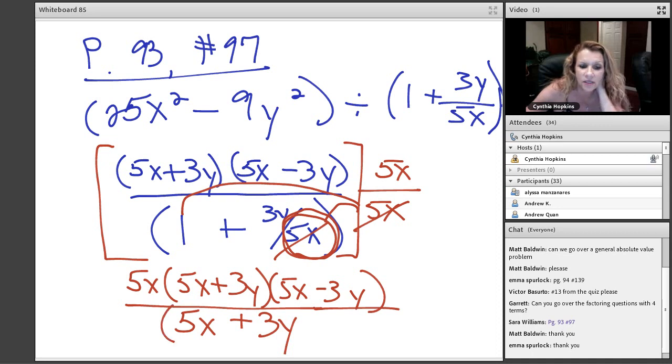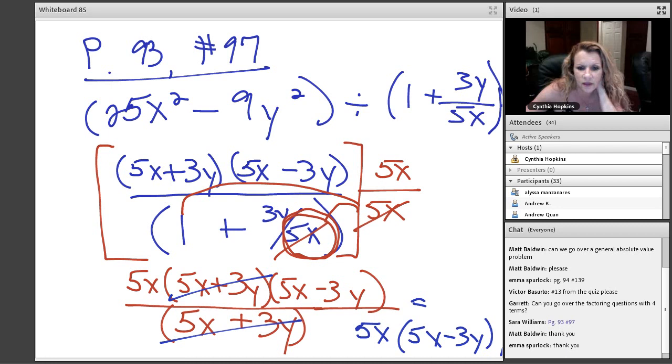And then I notice that my numerator has a 5x plus 3y. That's going to cancel with that 5x plus 3y. And so my final answer is 5x. I'm going to write that first because it's a monomial. And then times the quantity 5x minus 3y. And that is my final answer.